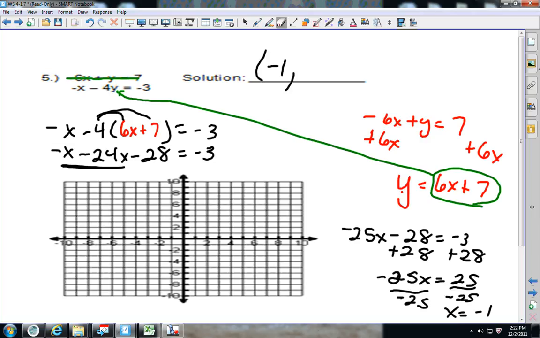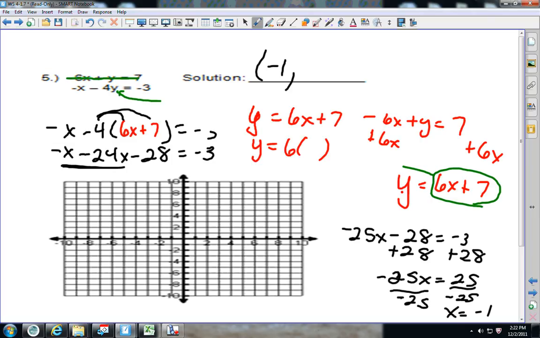Now I need to find my y. Well, let me erase this. Well, let's use this equation right here. And I'm going to have y equals 6x plus 7. Y equals 6 times x. We found x to be negative 1, plus 7. Y equals negative 6 plus 7. Y equals 1. So my solution is negative 1, 1.